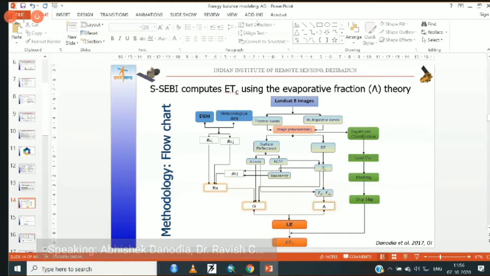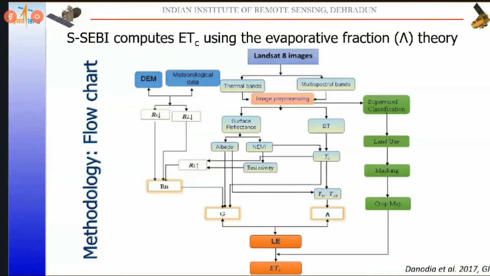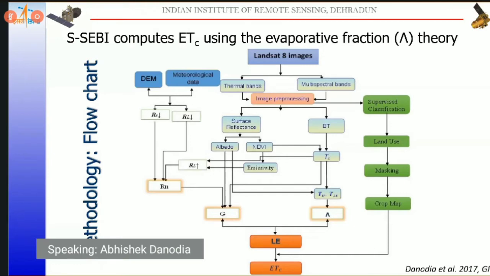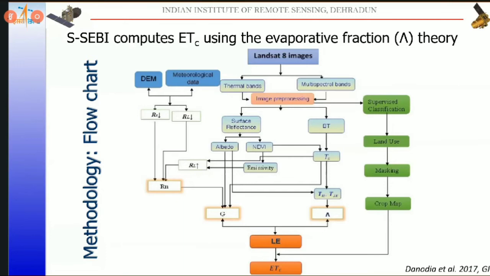If I'm talking about the same methodology of the S-SEBI model, these specific parameters are land surface parameters used for computation of the ET fraction. Using that, we ultimately calculate the latent heat, and using the crop mask, the classified map of land use land cover in terms of crop type, we can further derive the crop transpiration maps. You can see how in the next slides one by one.